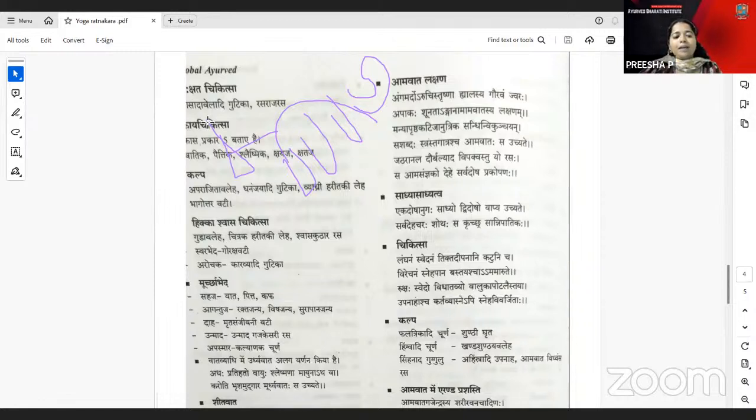You have the Murcha Bheda, that is Sahaja and Agantuja, with the Vata Pitta Kapha, and Raktajanya, Vishajanya, and Surapanajanya, which is mentioned. You have the Shita Vata here.